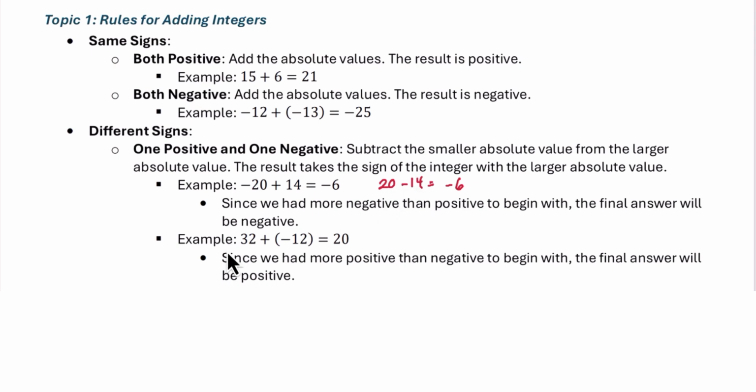In the example 32 plus negative 12, we take the absolute value of 32 and then we subtract the absolute value of negative 12, which is 12. This will give us 20. We make the answer positive since the larger absolute value is the positive number.